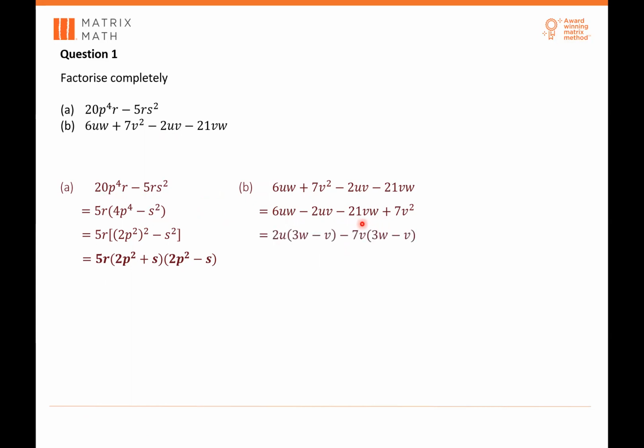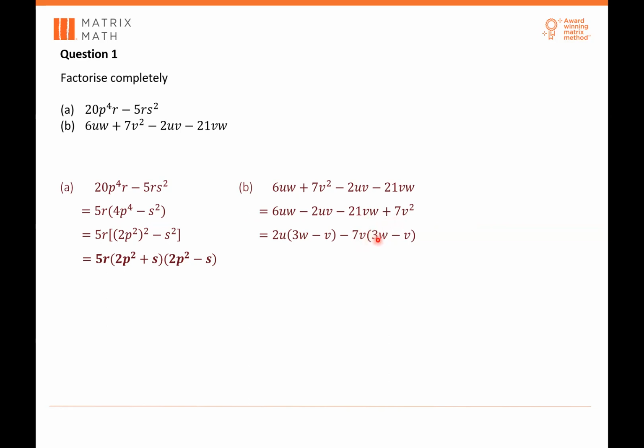So if I want to factorize the first two terms, I look for a common factor again. You have 2 and U. So I take out 2U from here. I'm left with 3W for my first term, and then I'm left with minus V for my second term. For my right-hand side, you have minus 21VW plus 7V squared. What I did was I take out my minus 7 because 7 is a common factor. And then I put V over here because I have V on both of these terms. So I take out minus 7V.